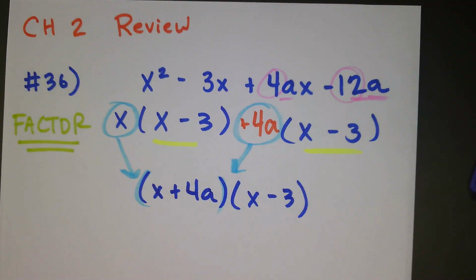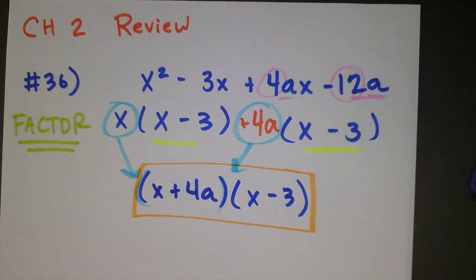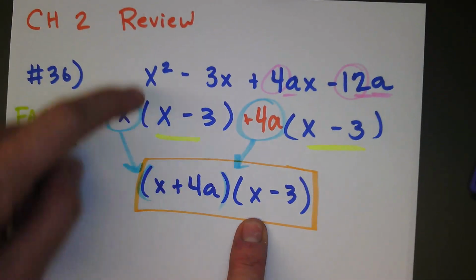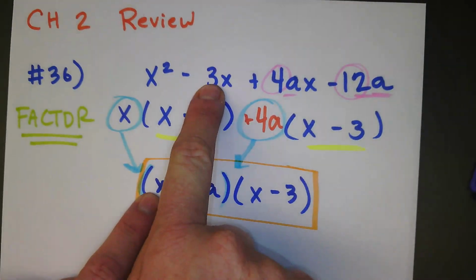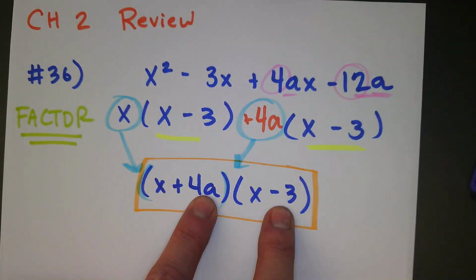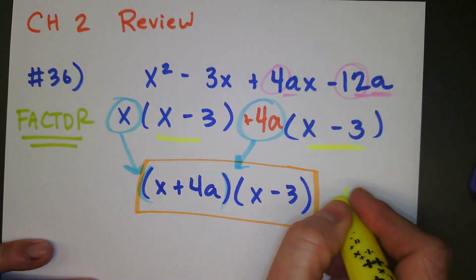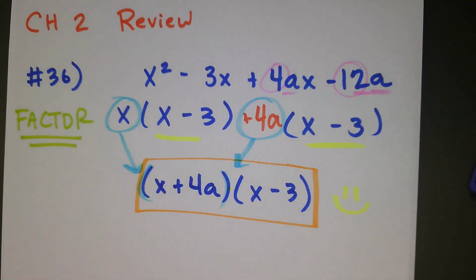And if I was to multiply this thing back out using an area model, I would end up back where I started. X times x, x squared, x times minus 3, minus 3x, 4a times x, 4ax, 4a times a negative 3, negative 12a. So that's my final answer. I have factored by grouping. I created multiplication. Ready for the next problem.